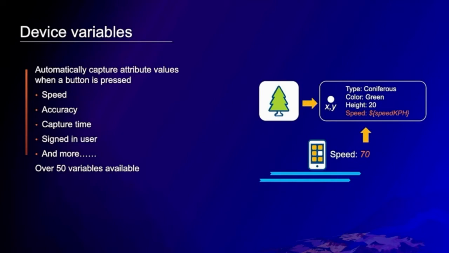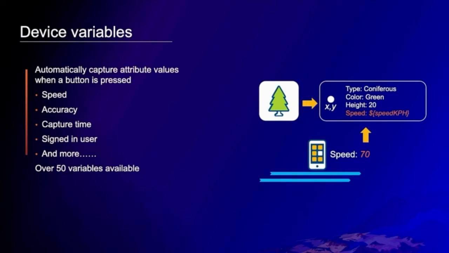I tap on it. The geometry is taken from the XY of the device, and the type, color, and height fields have fixed values defined in the project. And coniferous, green, and 20 are written to the respective fields of the captured feature.